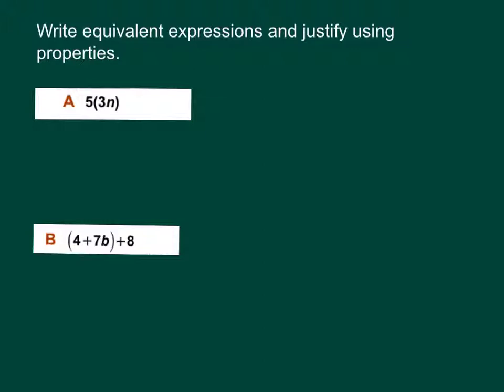All right, so it says write equivalent expressions and justify using properties. In A, we're going to write the equivalent to A, so we're going to use our properties. If I take 5 and then they group 3 and n together, and I change this and group 5 and 3 together and then multiply by n, did I change the problem? I'm still going to get the same answer. Both answers are 15n. But I changed what I grouped. So this is going to be the associative property of multiplication.